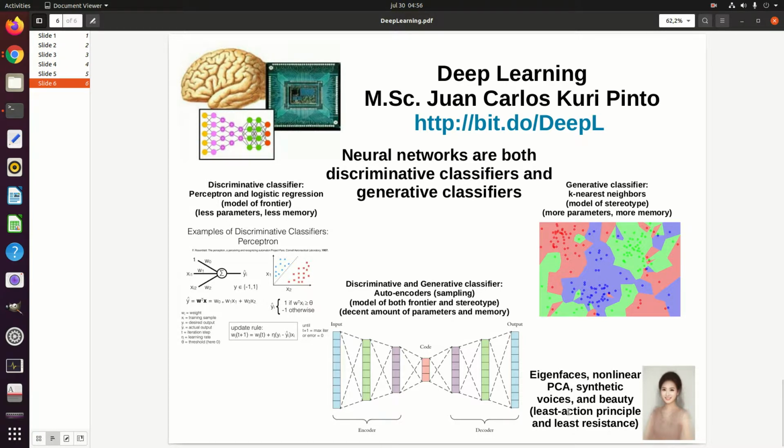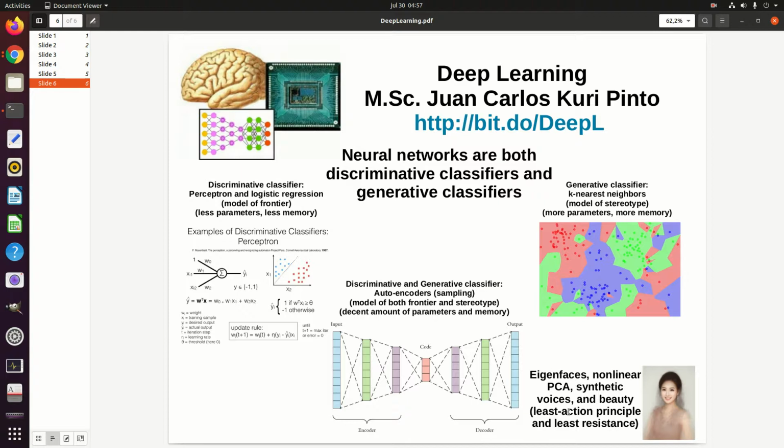When introspecting the stereotypes learned by neural networks, we notice that stereotypes are smoother, more flawless, more average, and more beautiful than actual patterns. That's the case of synthetic voices and eigenfaces based on PCA. Neural networks are a form of nonlinear principal component analysis, or PCA.